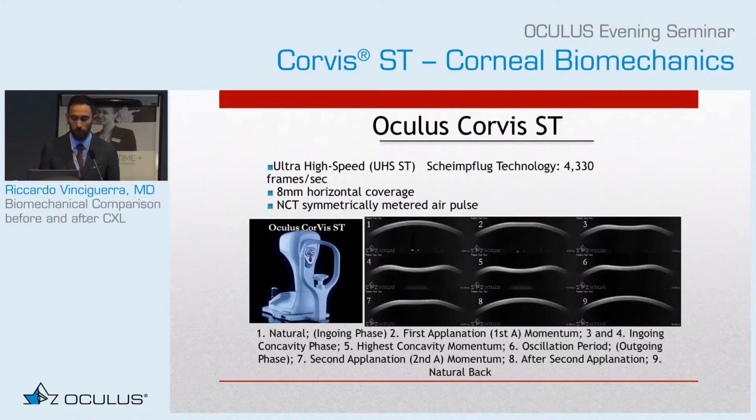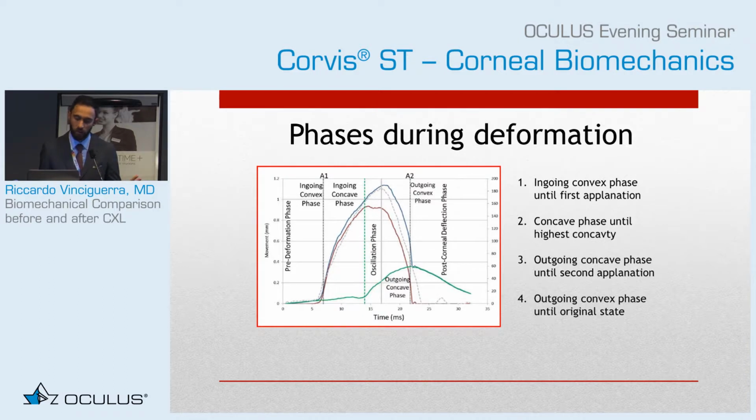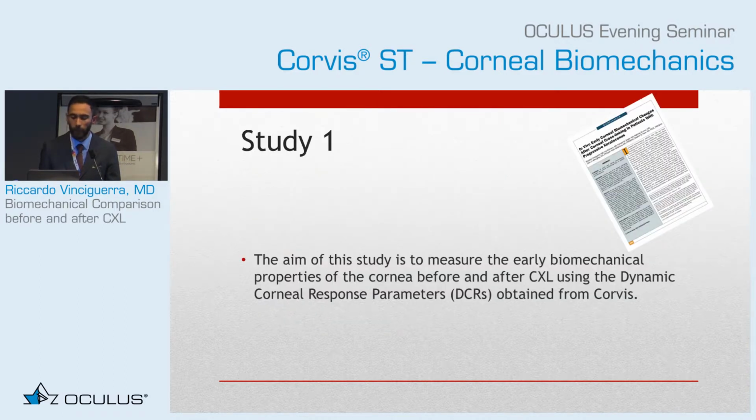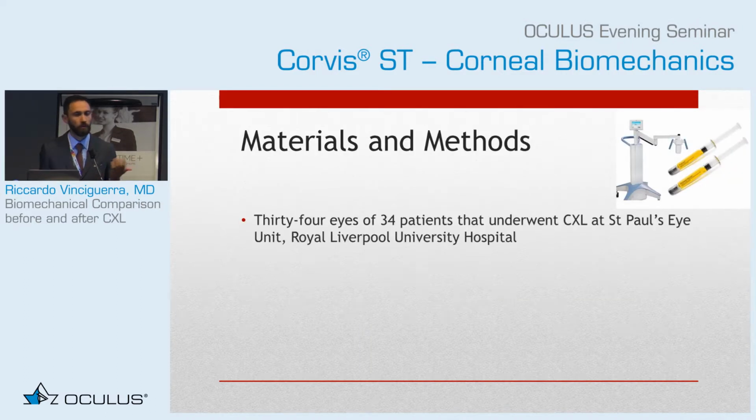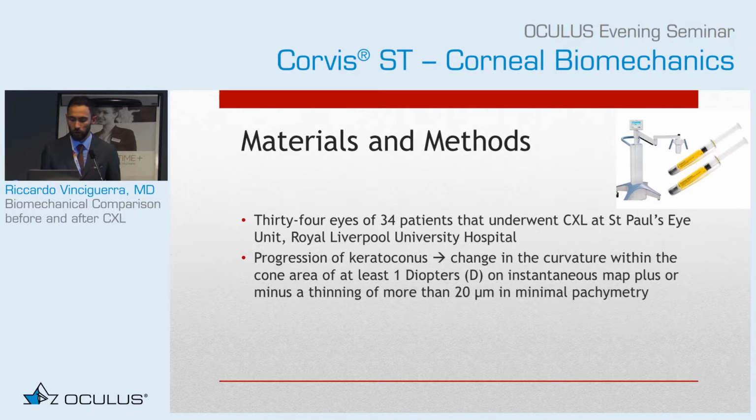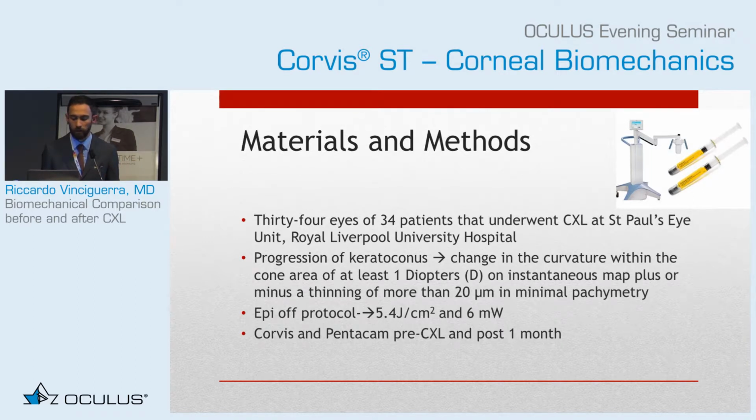And we're going to speak about, obviously, the Corvis. Cinzia already went through this. I'm very happy: we have published 2 studies, and another one is coming. The first study was published more or less 1.5 years ago. It was a very simple study. We had 34 patients with progressive keratoconus and an epi-off protocol. We have done an epi-off, and we have done Corvis and Pentacam pre and 1 month post.